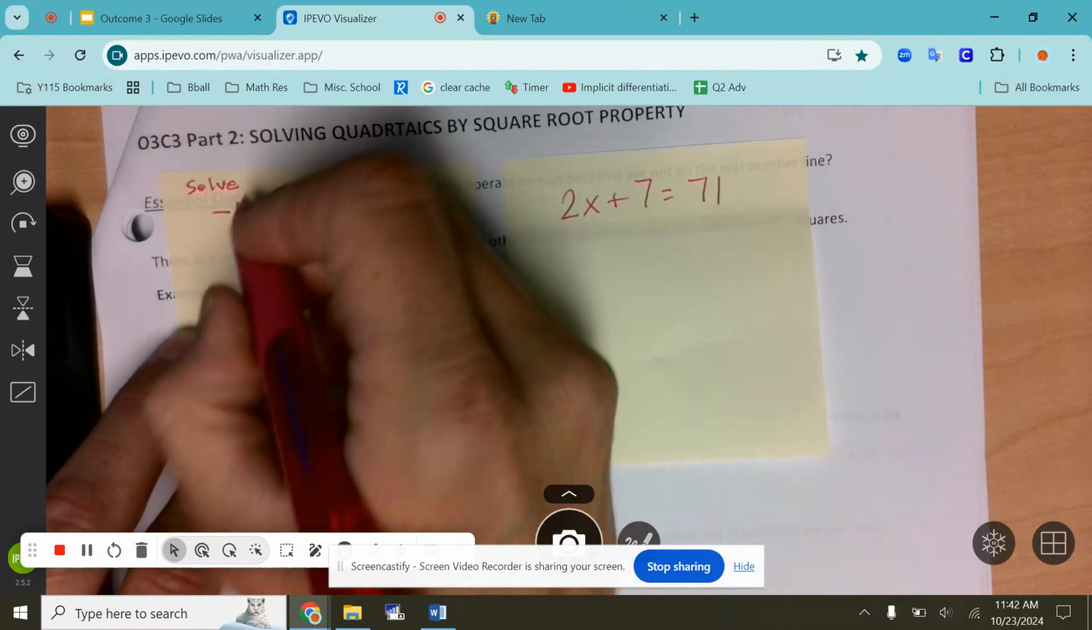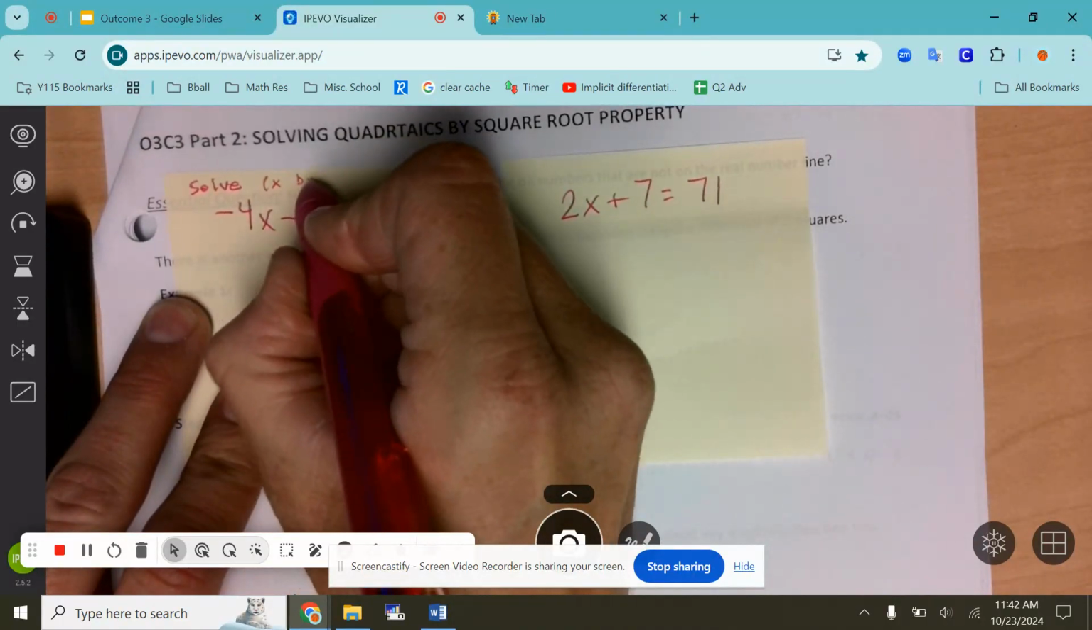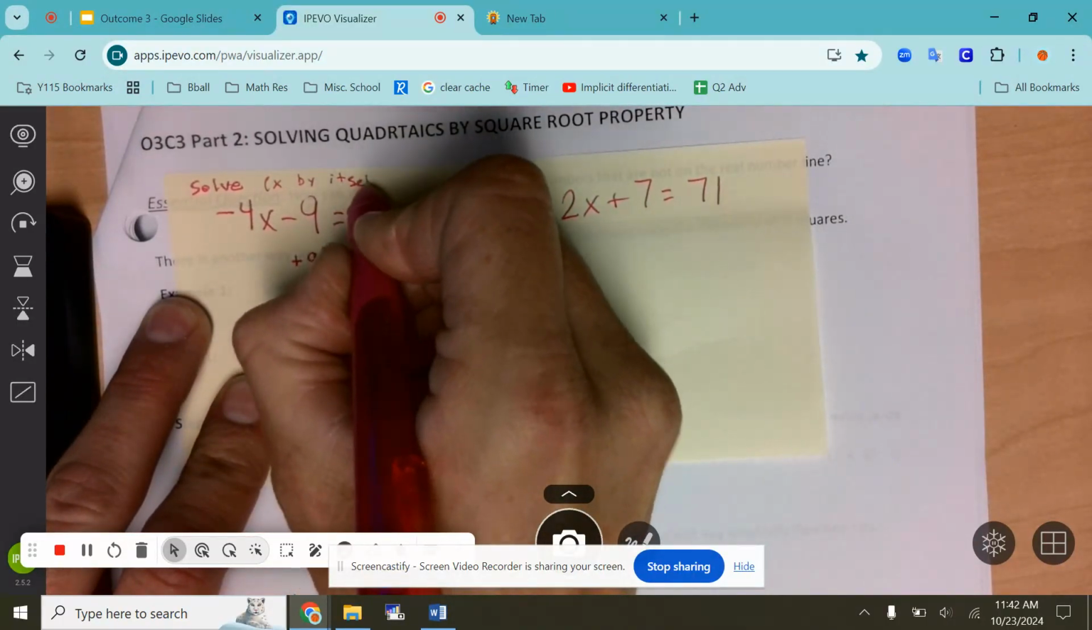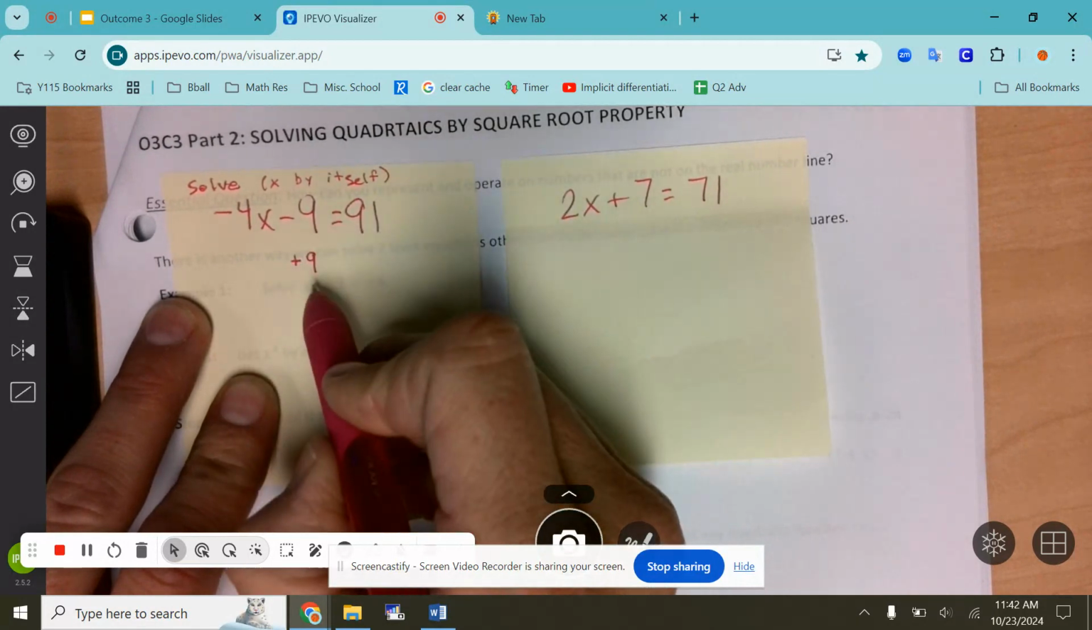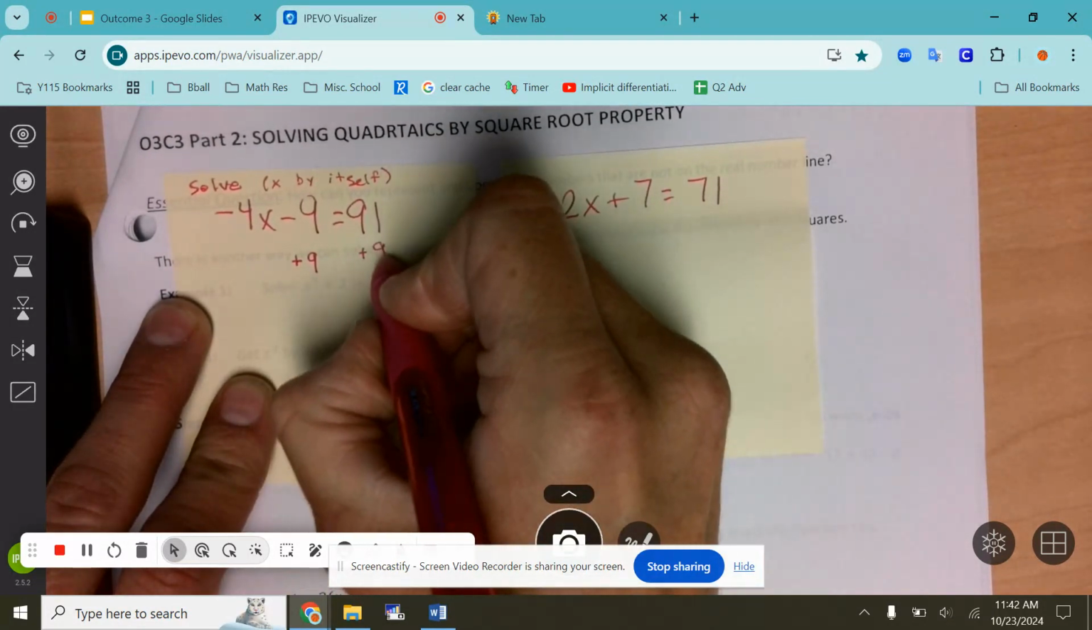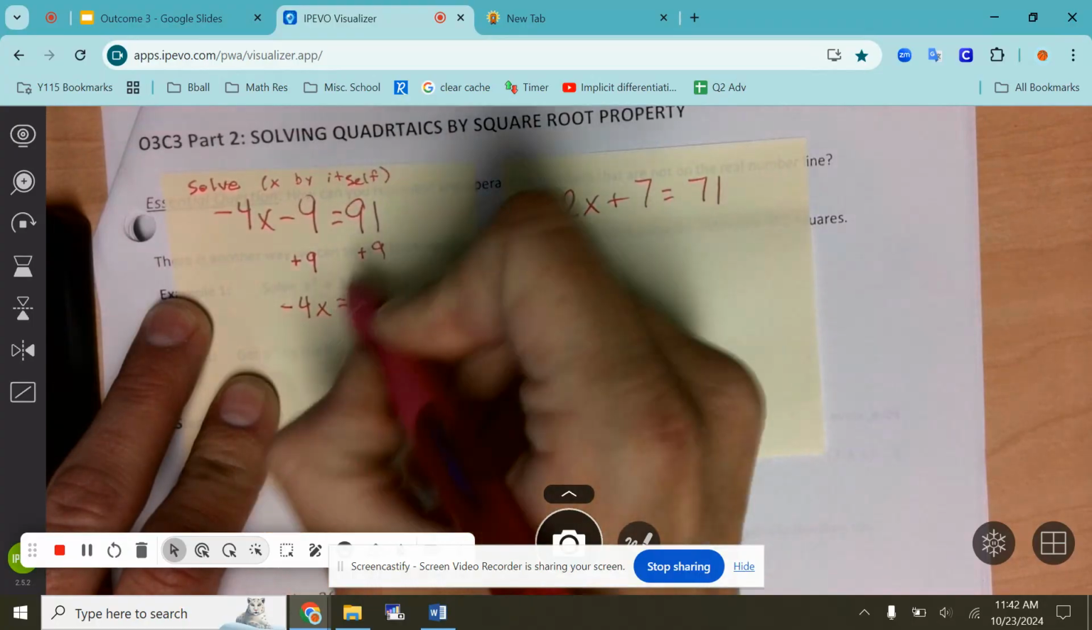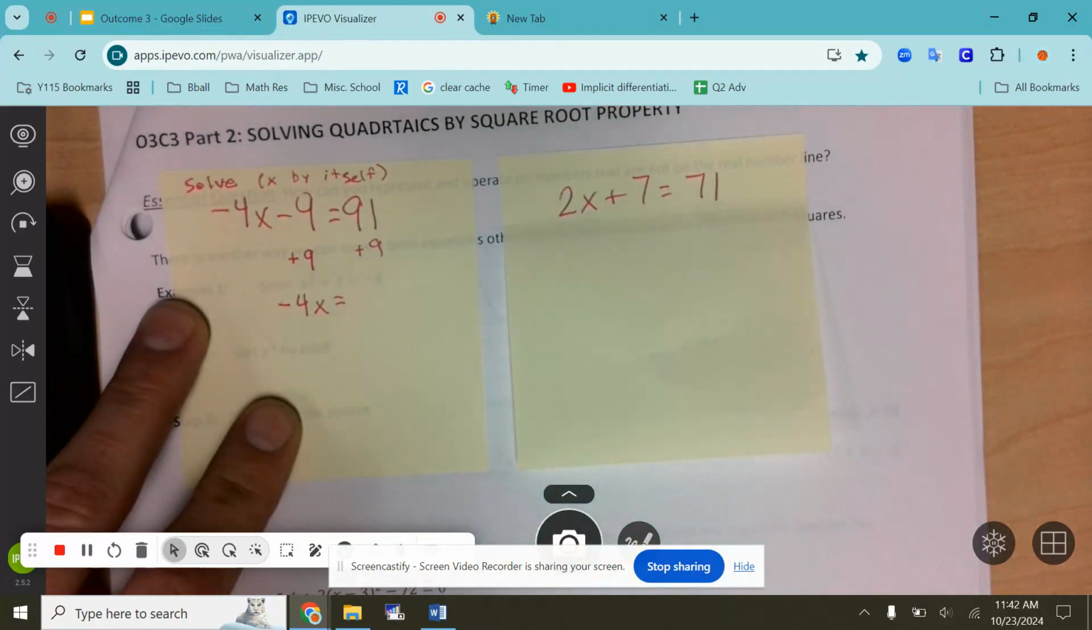We are trying to solve, which just means get x by itself. So I need to get rid of all my layers. First layer being minus 9. Opposite of subtracting 9 is adding 9. And whether you use a calculator or your brain, we're doing some math here. 91 plus 9 is 100.